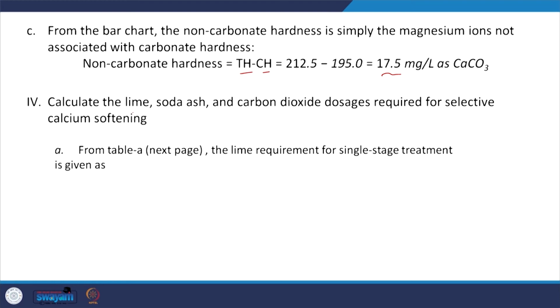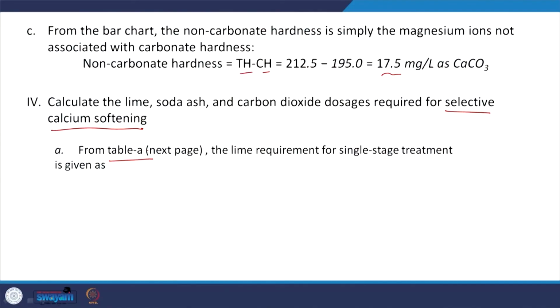And calculate the lime, soda ash and carbon dioxide dosages required for selective calcium removal. Here when we are talking about selective calcium softening, we are talking about single stage removal. When we say single stage and such, we will discuss this later, but we are talking about only the calcium removal that's associated with carbonate. So we will look at this table, yes, but we will cover this later.